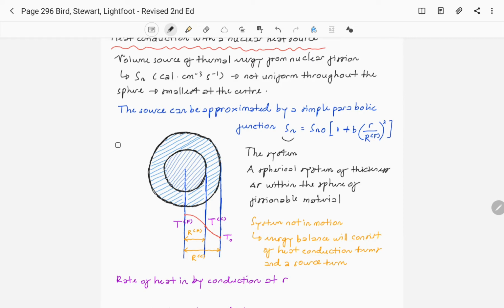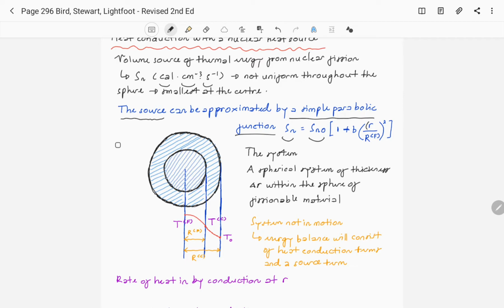It has a unit of cal multiplied by centimeter to the minus 3 multiplied by second to the minus 1. This source will not be uniform throughout the sphere of fissionable material. It will be smallest at the center of the sphere. So we can assume that the source can be approximated by a simple parabolic function, where Sn is multiplied by 1 plus a constant b multiplied by r squared divided by RF squared.